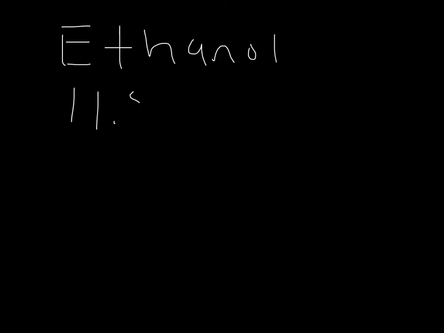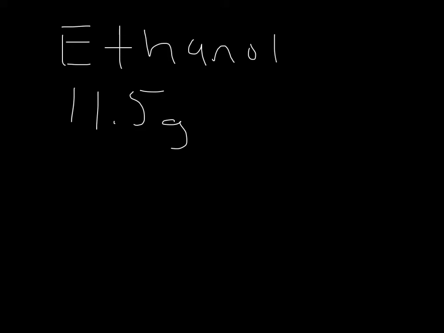This is a video on finding the empirical formula from experimental data. Basically what we're going to do is get a sample of ethanol in an attempt to figure out what its empirical formula is. We're going to start out with a sample size of 11.5 grams. We're going to take that 11.5 grams of ethanol and burn it.